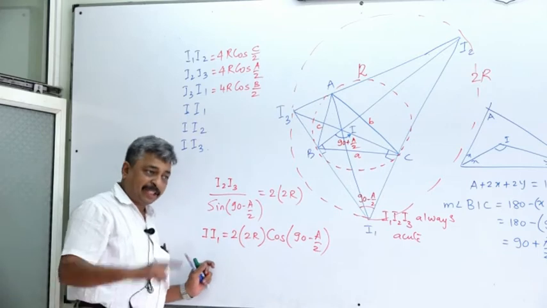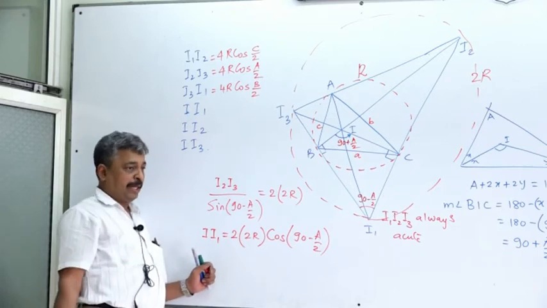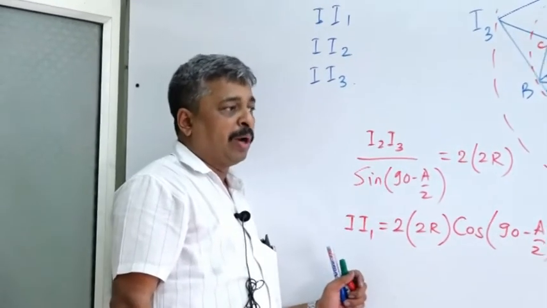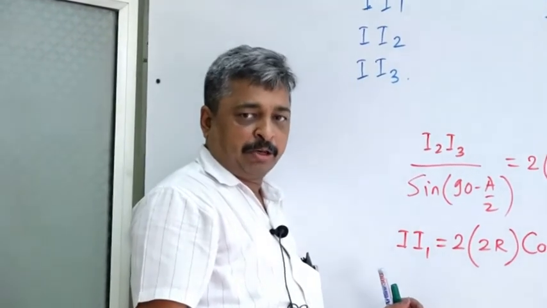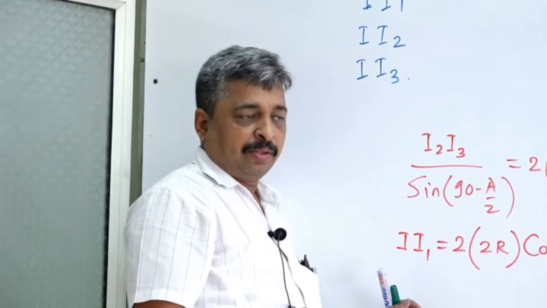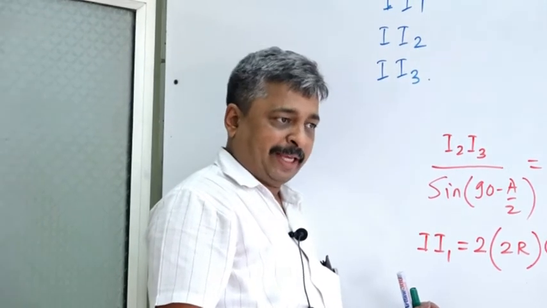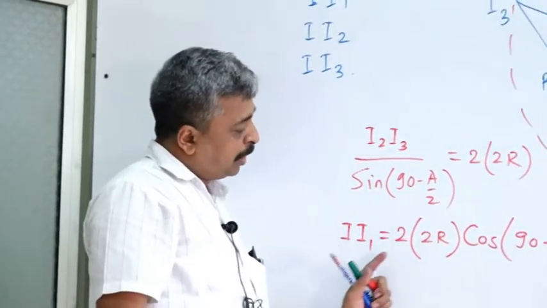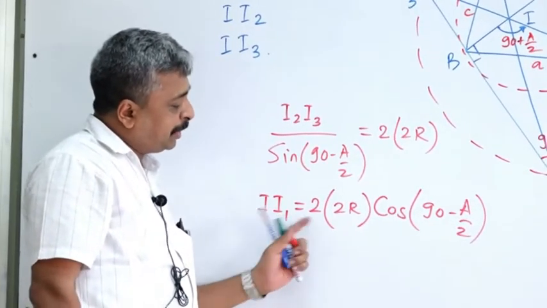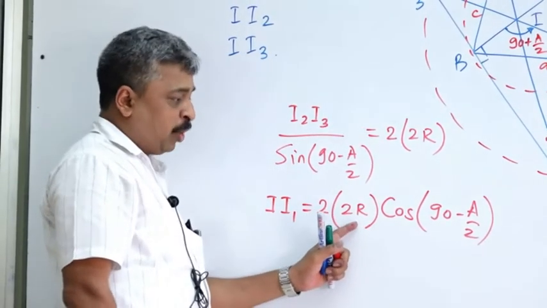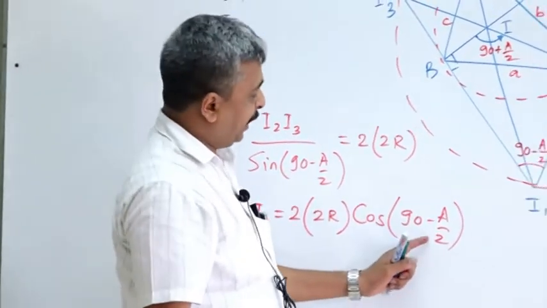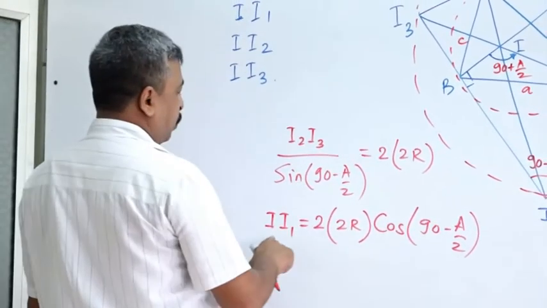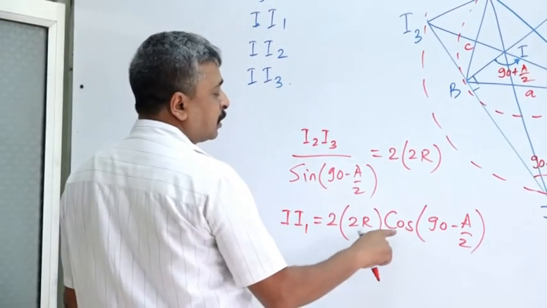Because AH in orthic configuration, you may look at that, AH in orthic configuration is equivalent to I1 in in-center excenter configuration. So AH is 2r cos A. Therefore, for the I1, I2, I3 triangle, R is 2r, cos of angle A is 90 minus A by 2, and therefore I1 is 4r sin A by 2.